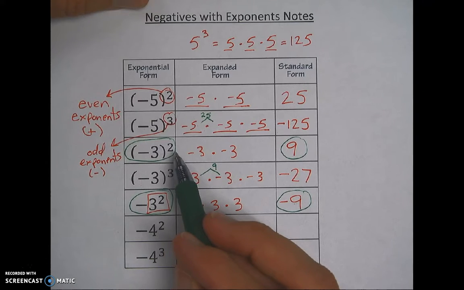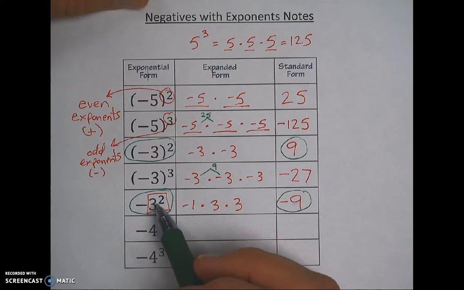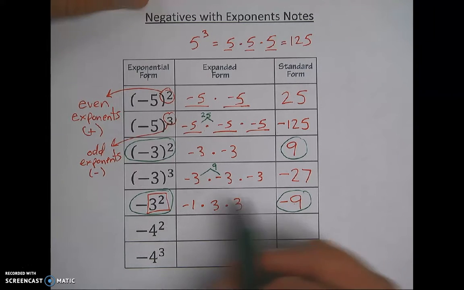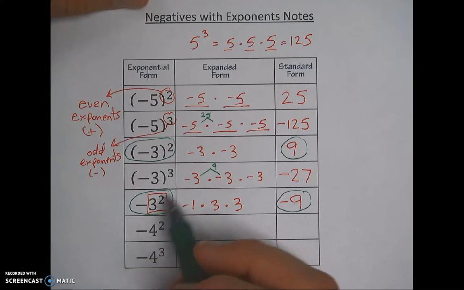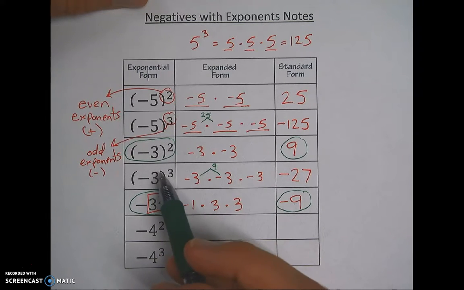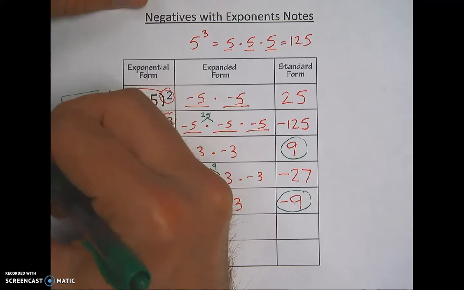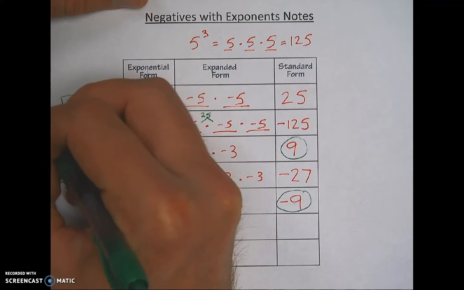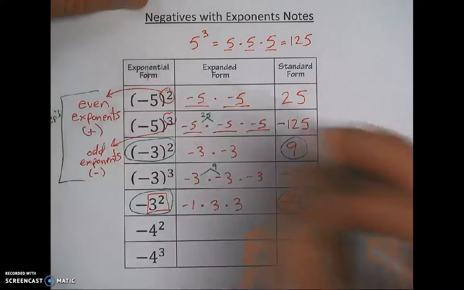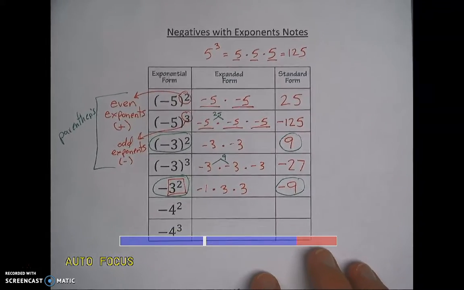This (-3) raised to the second gave me a positive answer. This -3 to the second gave me a negative answer because it didn't have parentheses. So this rule up here about even numbers creating positives and odd numbers creating negatives is only true when there's parentheses. If there's no parentheses, then that rule does not hold true.